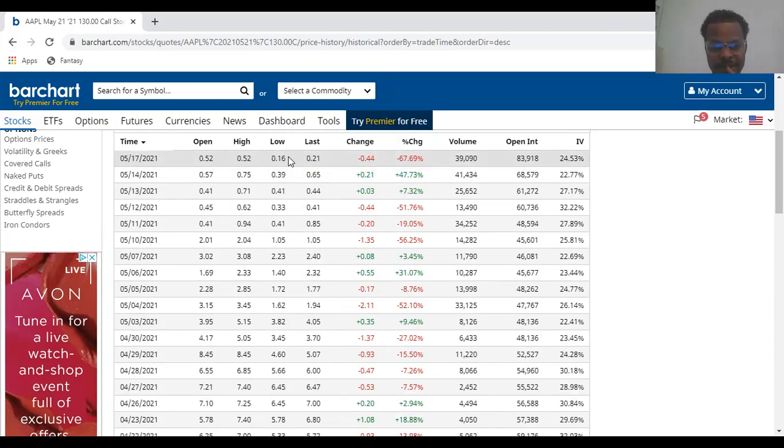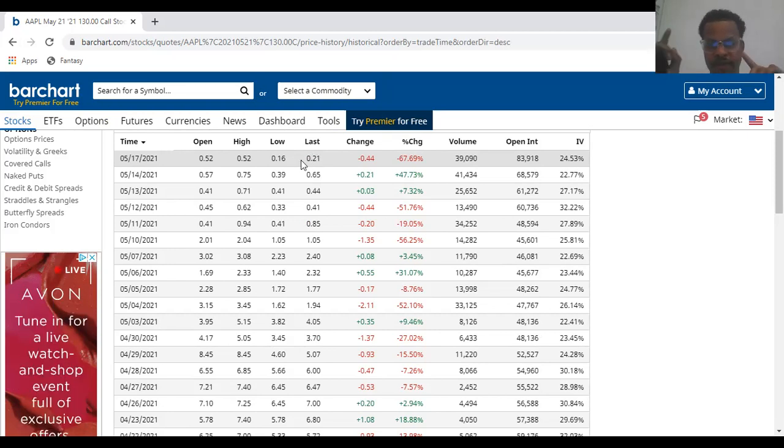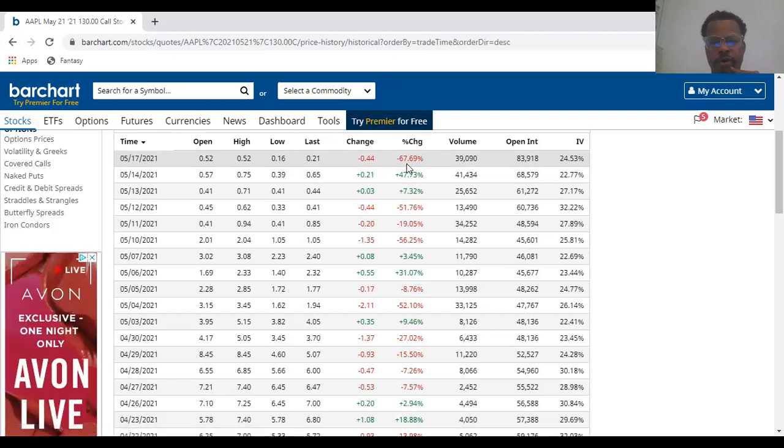Wow, it really took a beating today. And then it kind of stabilized. It pivoted. I'm sorry, guys, if I'm not doing a good job explaining this. It's just that I'm visualizing how this looks in a chart. And then the change, it was down 44 or 66%. So that's one thing about options you guys got to be ready for.